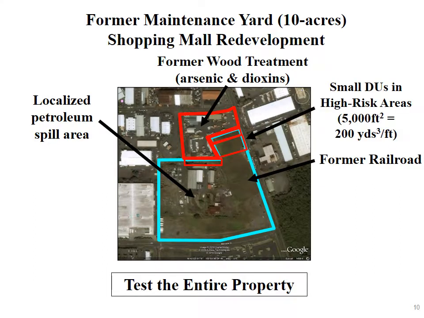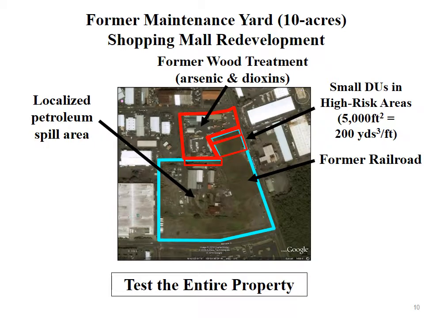So first designating decision units, let's focus on the former wood treatment area. Along the perimeter of the wood treatment area, we're concerned about arsenic and dioxins. It could have contaminated the edge of the property that's going to be redeveloped for a shopping center. So you see these long, narrow spill area, source area decision units designated right along the edge of the property.